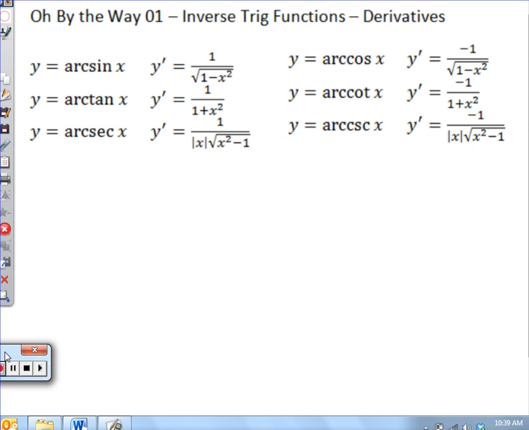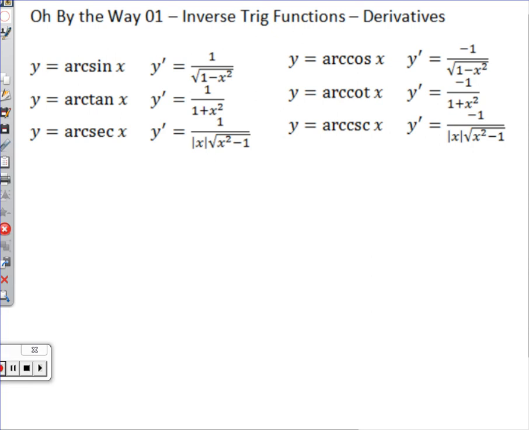I'll come to, oh, by the way, inverse trig functions, derivatives. And so, there's some derivatives of inverse trig functions. That would make sense. And, right, so we remember that these are the inverse trig functions. And remember that these can be written in multiple ways, right? In my class, I generally like to write them as arcsine, arctangent, arcsecant, blah, blah, blah.